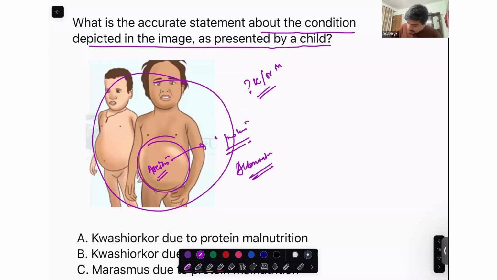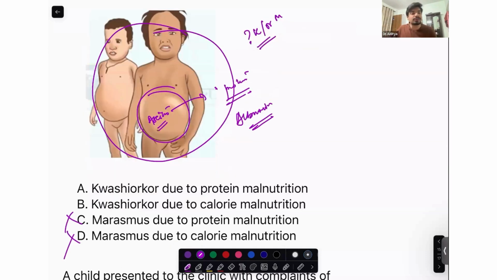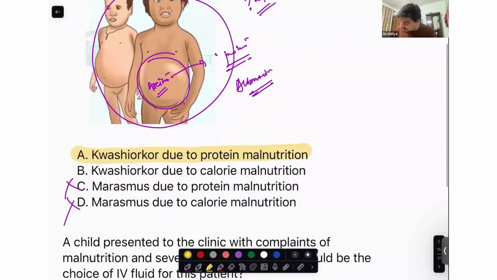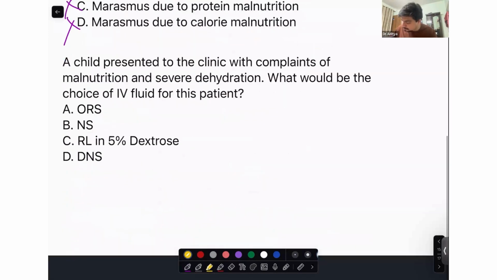So immediately we can rule out options C and D. This is not marasmus. Kwashiorkor occurs because of protein malnutrition; the visceral protein is lost. All right, so the correct answer here is going to be option A, as everyone is pointing out. Now, let's come to the next question.